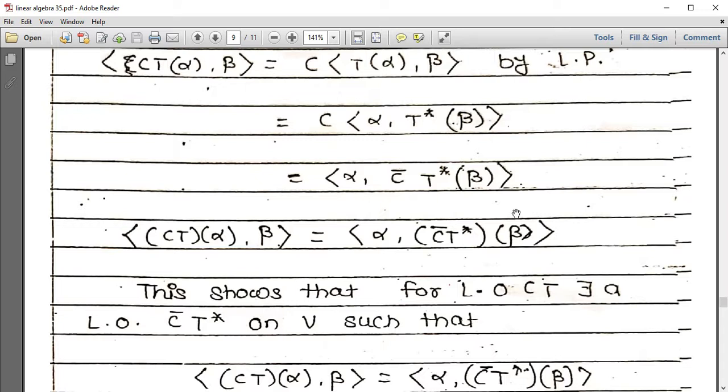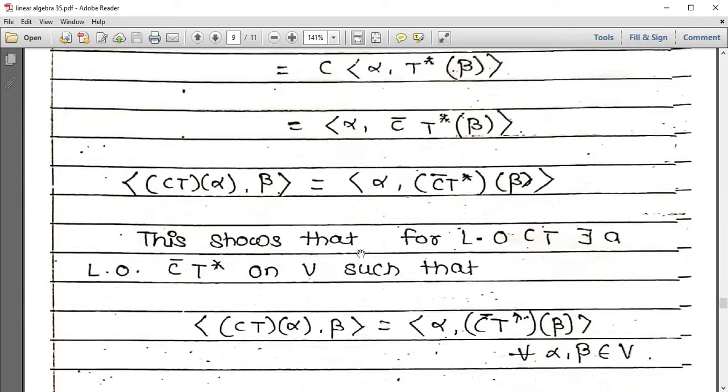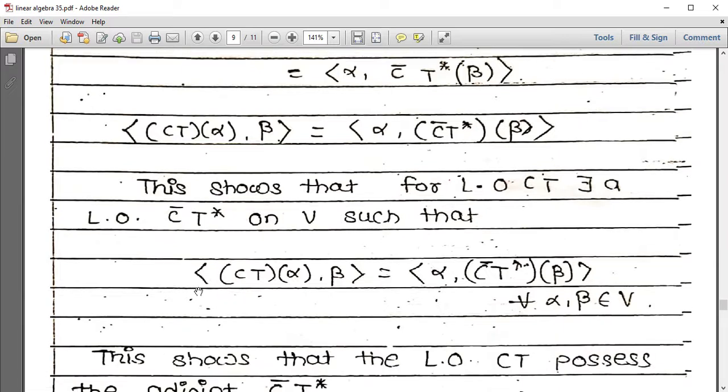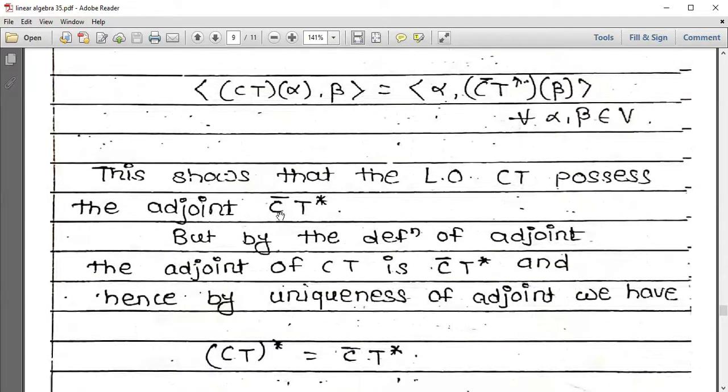Hence, the inner product of cT(alpha) and beta is equal to the inner product of alpha and c bar T star of beta. This shows that for a linear operator cT, there exists a linear operator c bar T star on V such that the inner product of cT(alpha) and beta is equal to the inner product of alpha and c bar T star of beta for all alpha, beta belonging to V. This shows that the linear operator cT possesses the adjoint c bar T star.